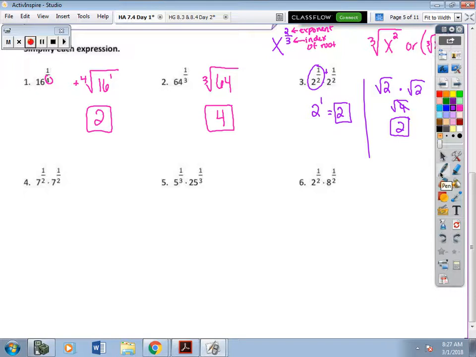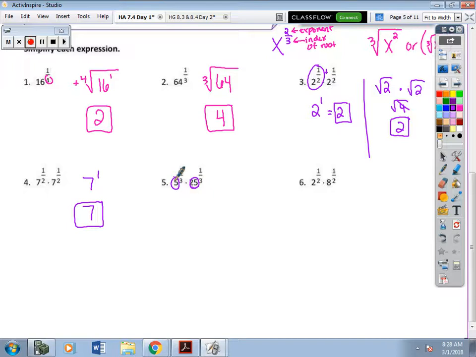What do we get for 4? Awesome. 7. 7 to the first, which is 7. Now again, these are not like bases, so you cannot add the exponents. You could change 25 to be 5 squared if you wanted to, and then you would get 5 to the 2/3, but most of you won't think of that.